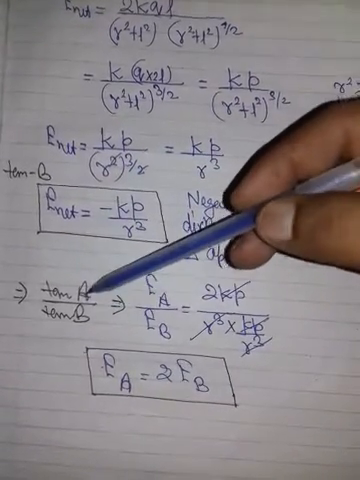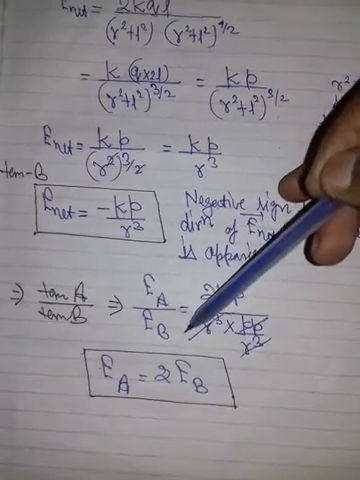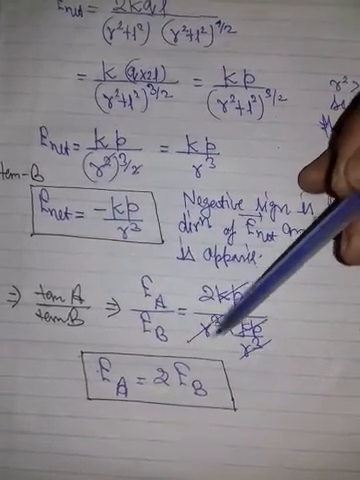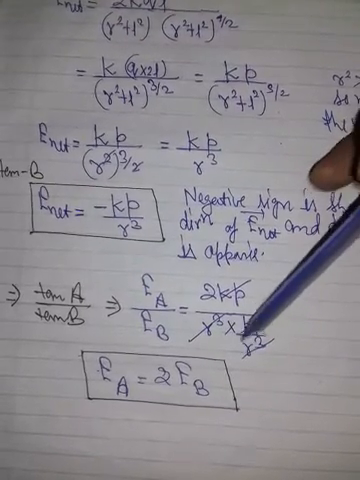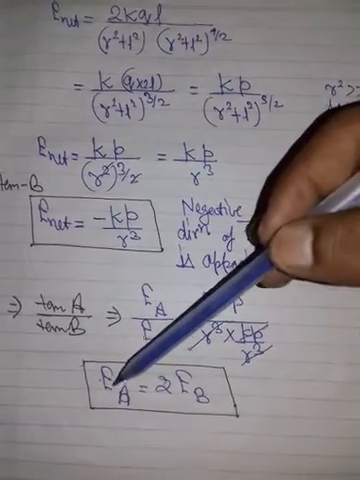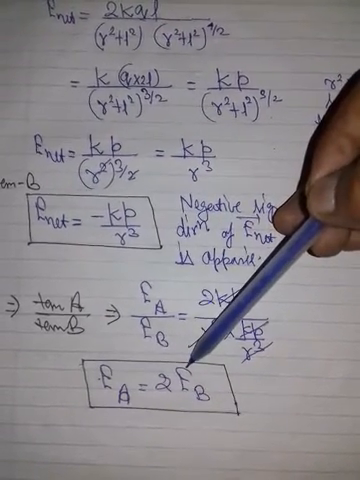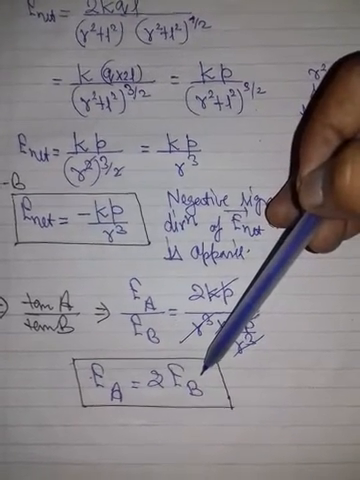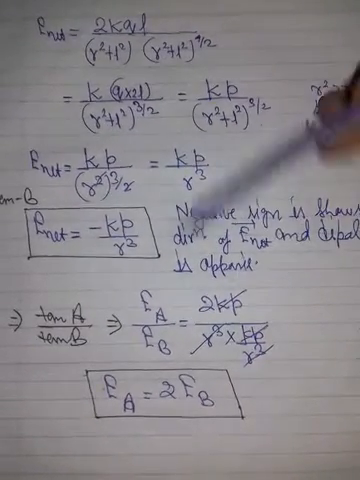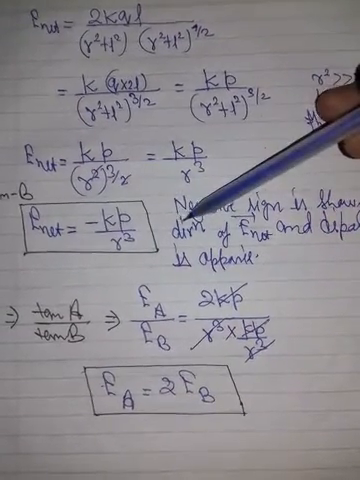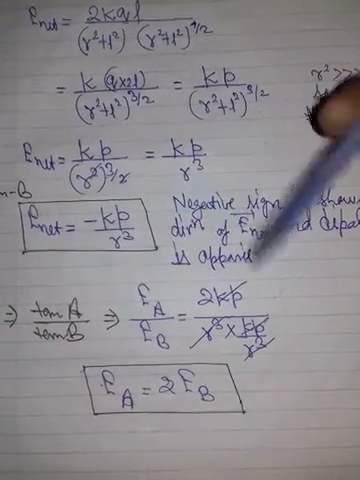By dividing the electric fields at the tan A and tan B positions, putting in the values, 2kp upon r cube over kp upon r cube, we cancel this, so the electric field at the tan A position is 2 times the electric field at the tan B position. The chapter is completed, and in the next section of the video we will come to the numerical problems.